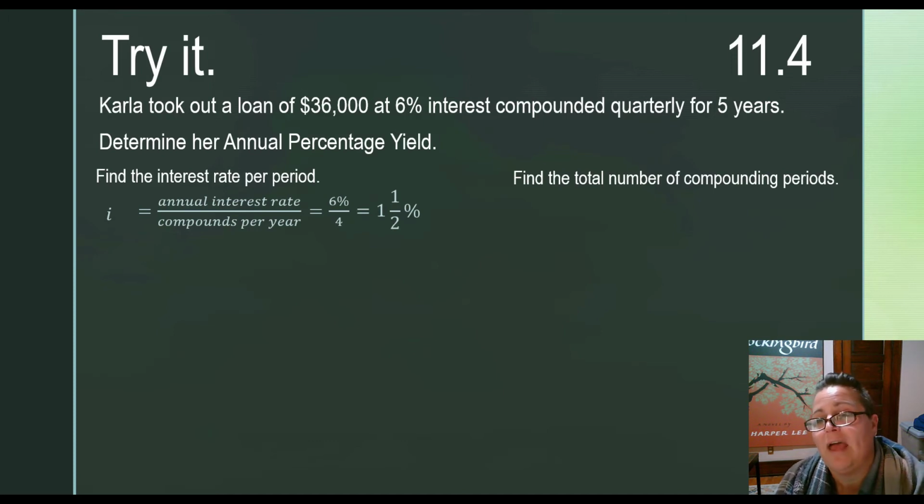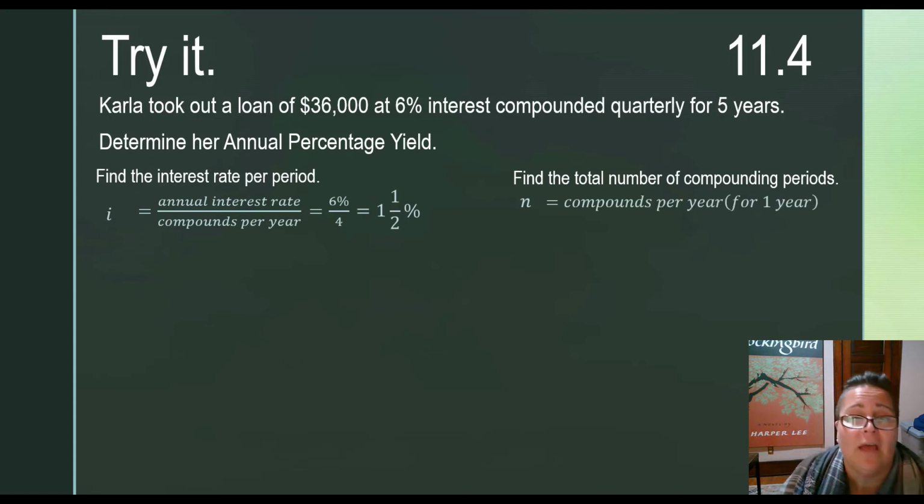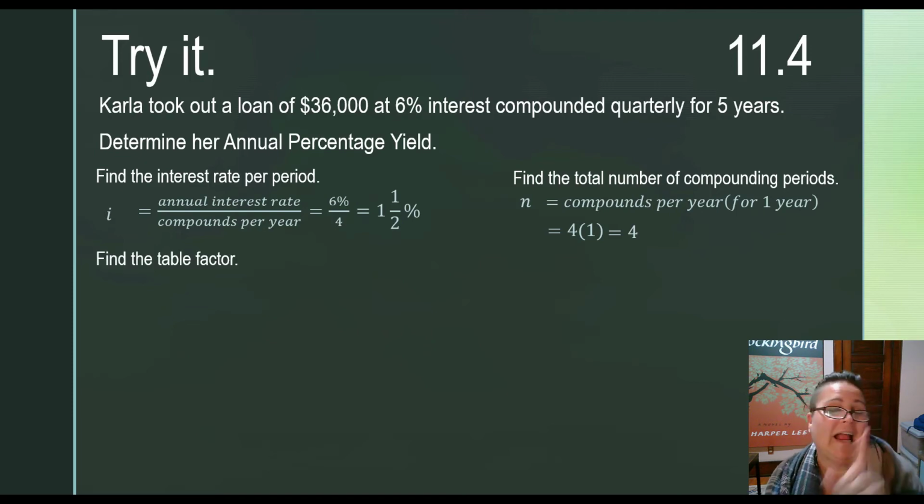I need to find the number of compounds for 1 year, not the total really. I just need the total for 1 year because APY is for 1 year. So the compounding periods for 1 year would be 4 times 1, or 4. So when I look up the table factor, I'm going to look up 1.5%. Yes, that's on the table. 1.5% for 4 compounding periods, and I get a table factor of 1.06136. If you understood the pattern from the last problem, you already know the APY. I'm just saying. But we'll continue on.